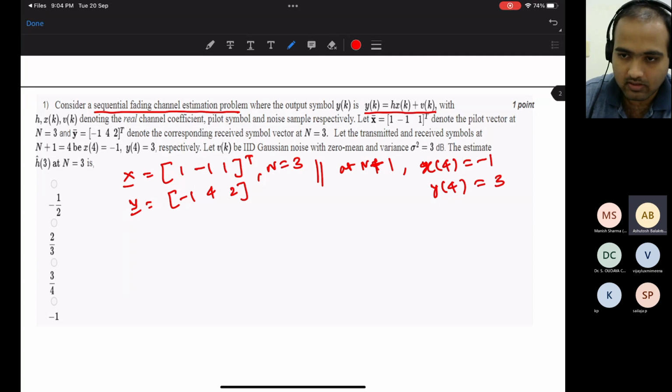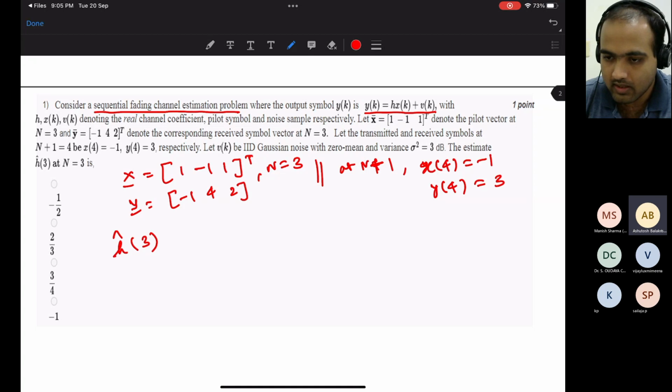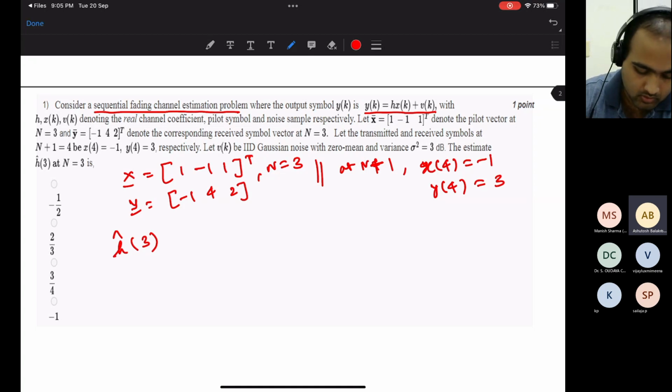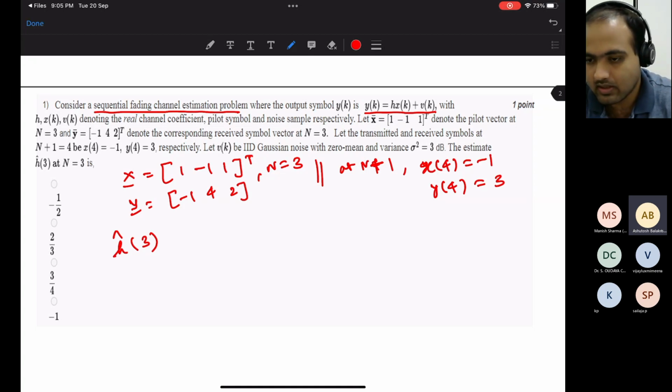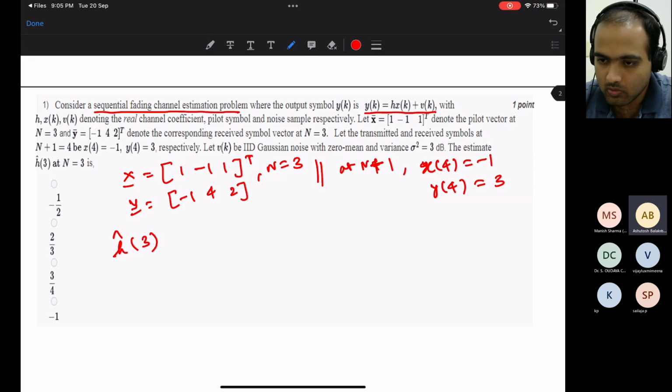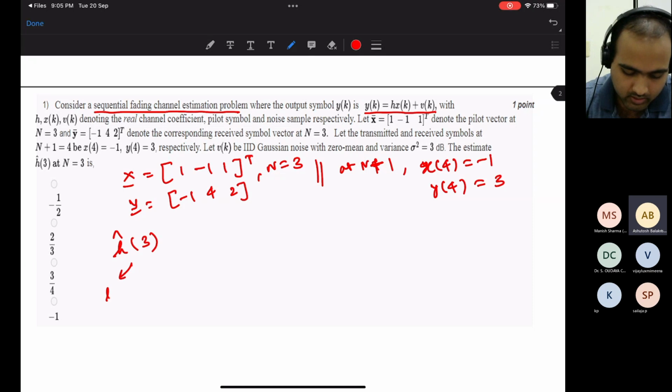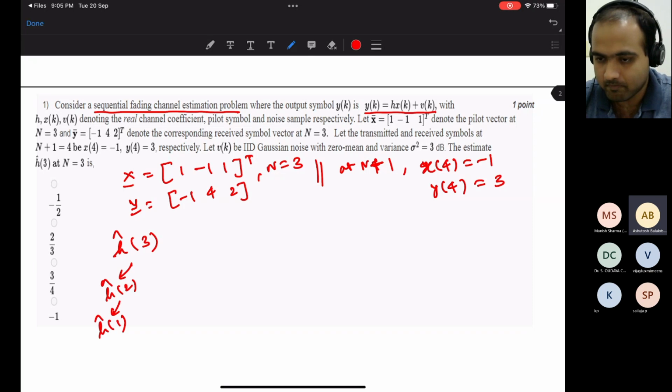Now, first it is asked in the question what will be h hat of 3, that is, at n equal to 3, what will be my estimate. Just note that this is a sequential estimation problem, so to calculate h hat 3 we need h hat 2, right? And to calculate h hat 2 we need basically h hat of 1, right?